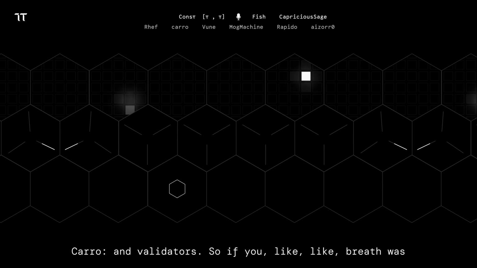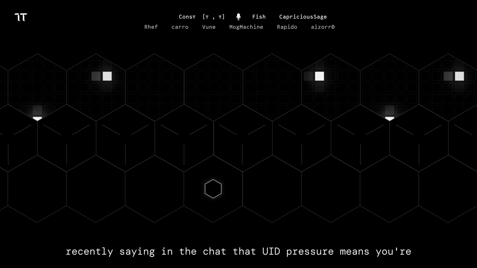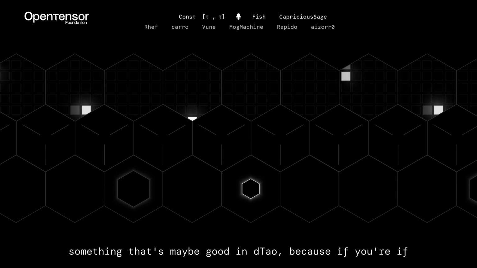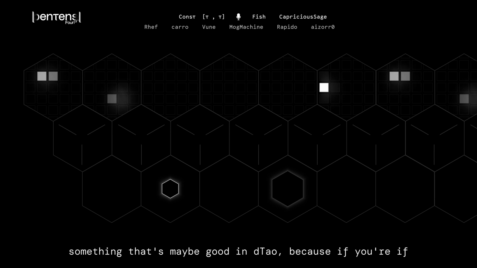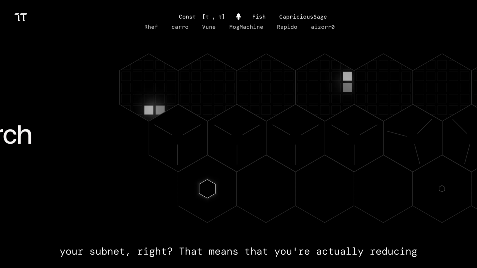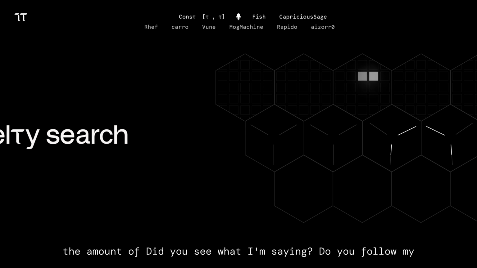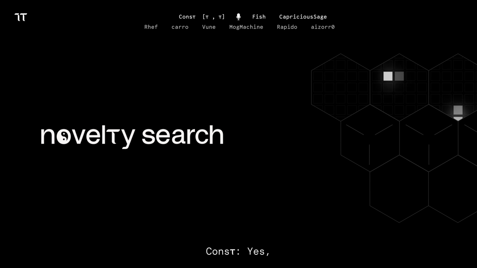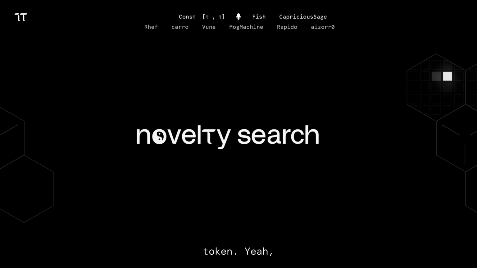So, like Ref was recently saying in the chat, UID pressure means your subnet's terrible. But wouldn't that actually be something that's maybe good in dTAO? Because if you have high registrations or there's a lot of churn in your subnet, right? That means that you're actually reducing the amount of... Do you follow my logic here? Yes. It becomes effectively buy pressure for the token.